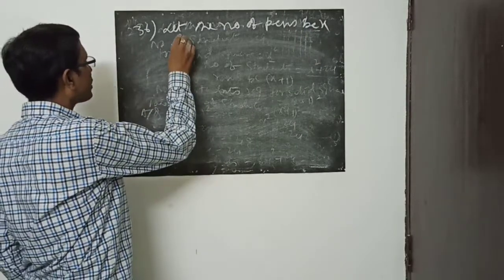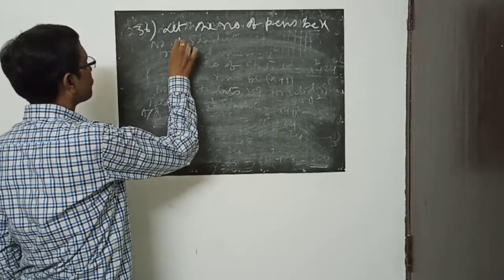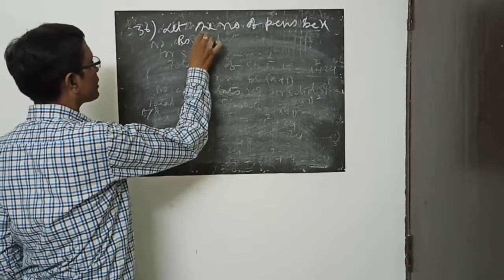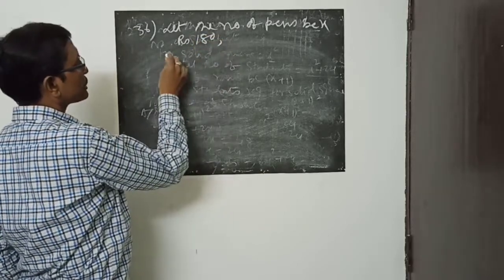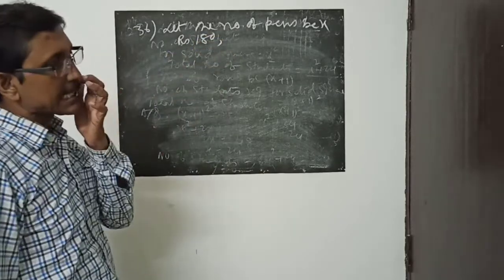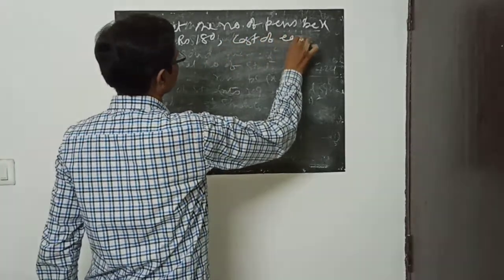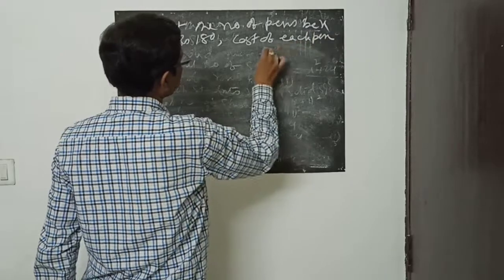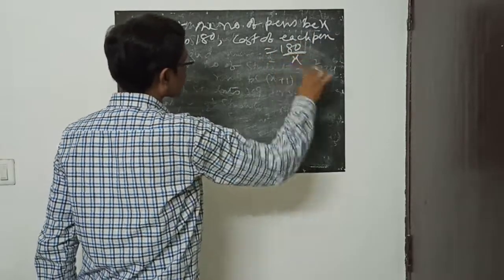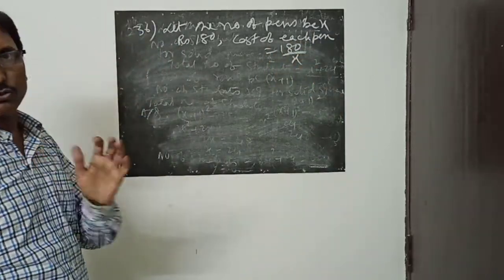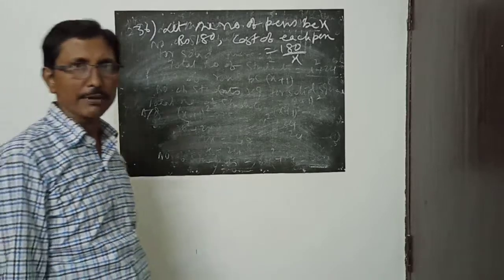So with 180 rupees, how much is it? Total amount of rupees 180 you are having. So if the number of pens is x, the cost of each pen becomes 180 by x. Total 180 rupees you have, number of pens you have x.